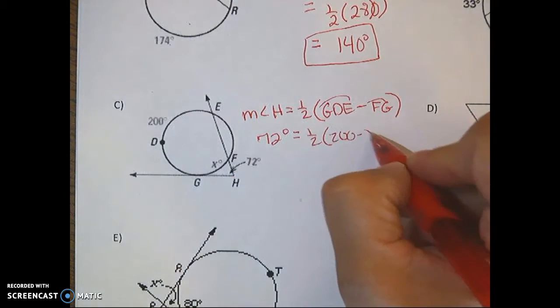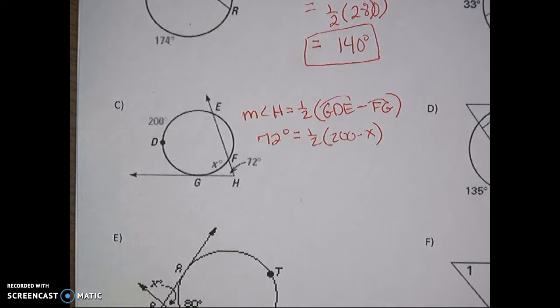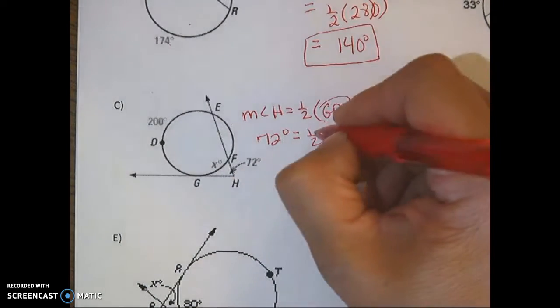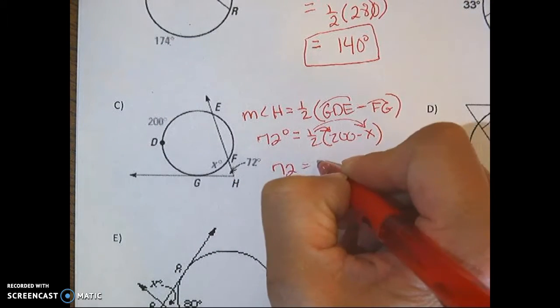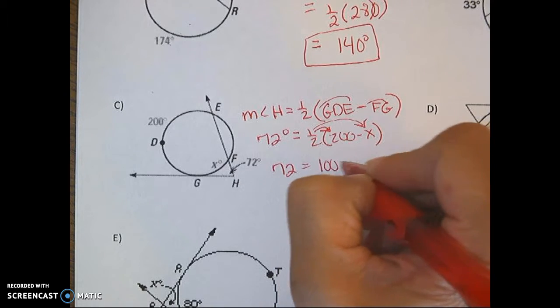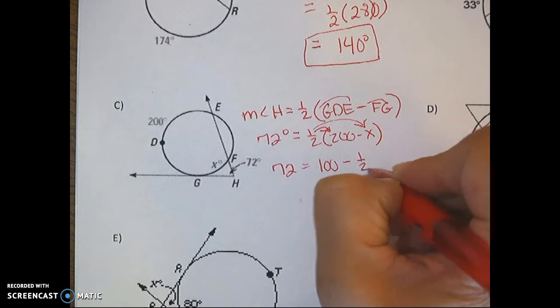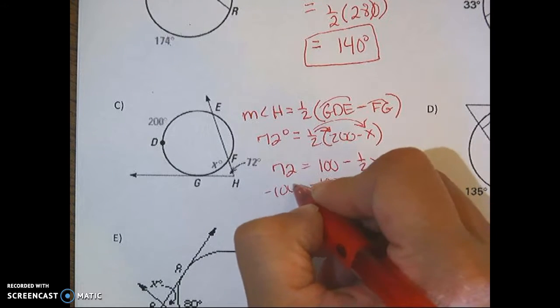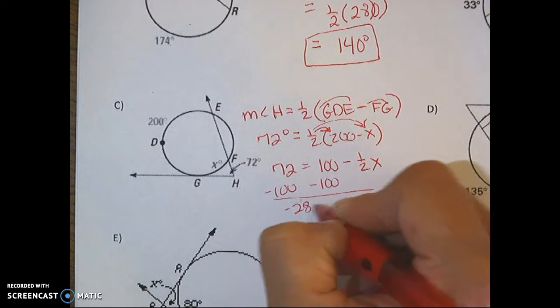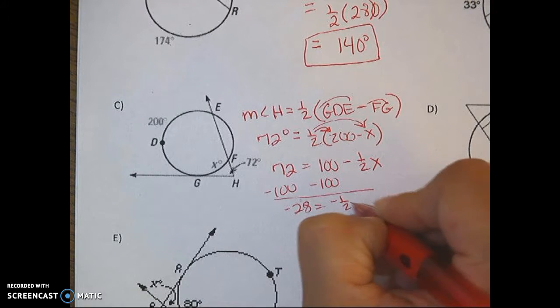And FG is X. I have an equation that we can solve here. I'm going to distribute this 1/2 first. You have 72 equals 1/2 of 200 is 100. 1/2 times X is 1/2 X. We subtract 100 from both sides. You get negative 28 equals negative 1/2 X.